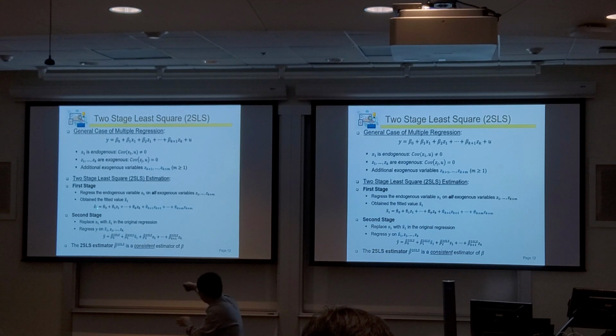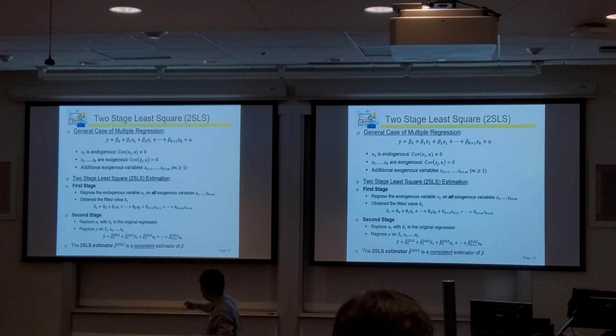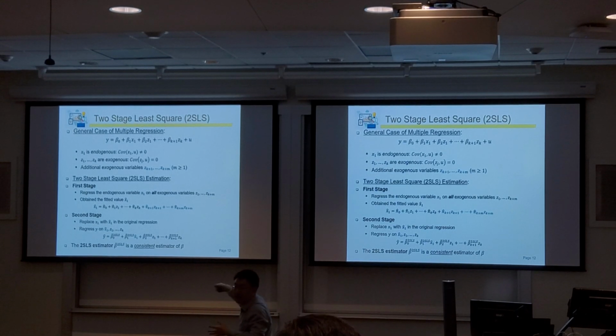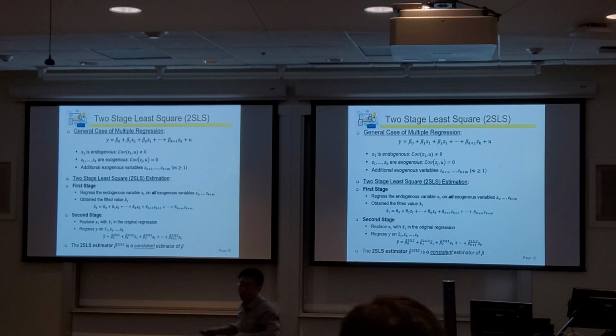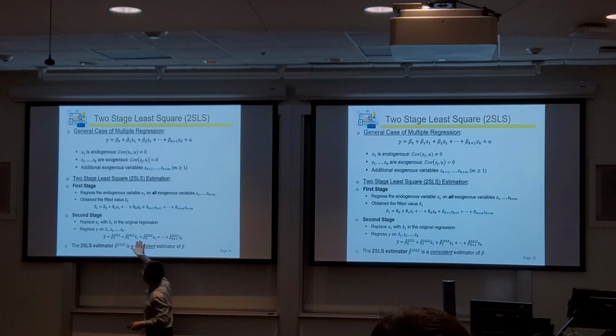Because by design, this X hat, this fitted X, must be exogenous, must be independent from all the errors, simply because these things are all independent from the errors. So we are sure that this one is exogenous. That's why, in the second stage, we can be sure that this one will be independent from the error.